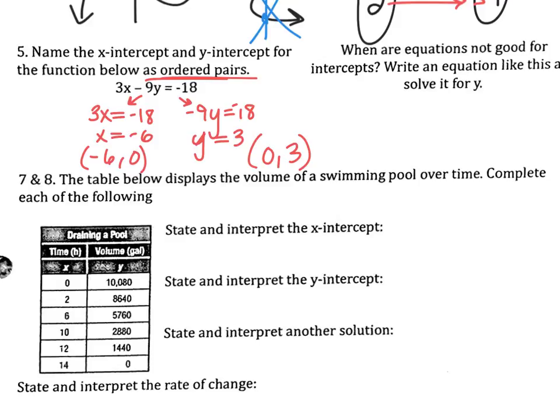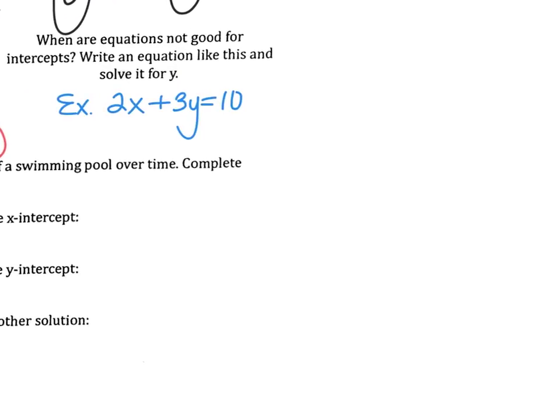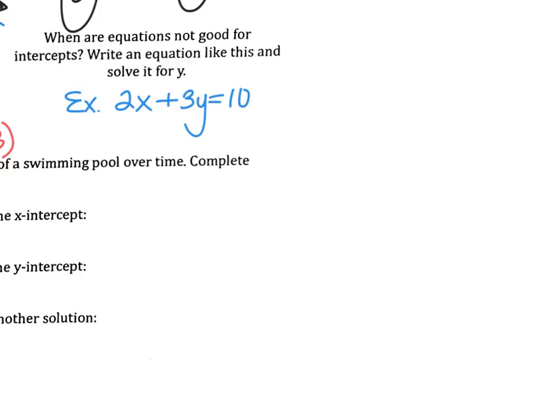So anything that's in standard form, but that doesn't divide well. So an example of that might be 2x plus 3y equals, let's see, 10. That would be a bad example for intercepts because the 3 is not going to divide into the 10. And it says, and solve it for y, because I wanted you to get practice in solving for y.